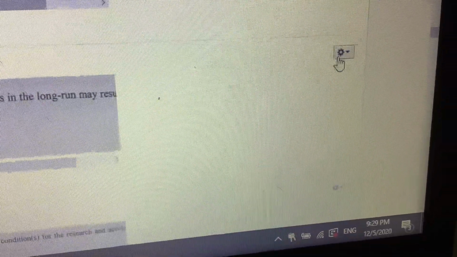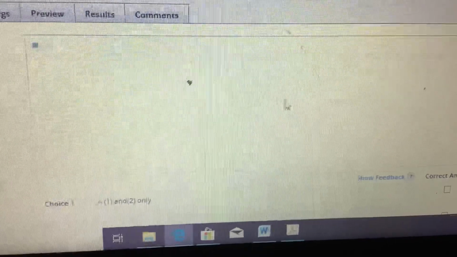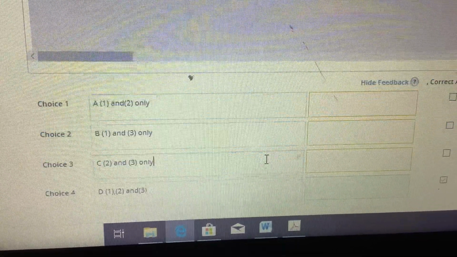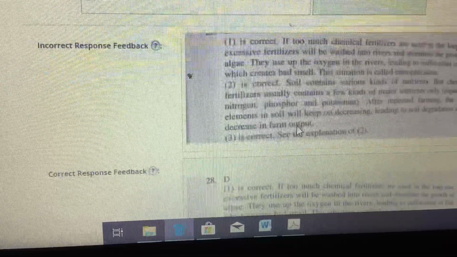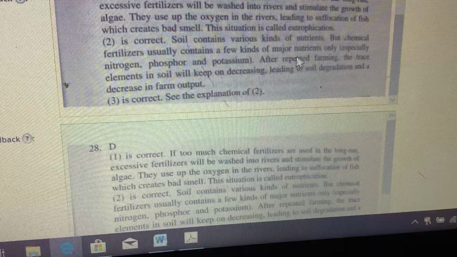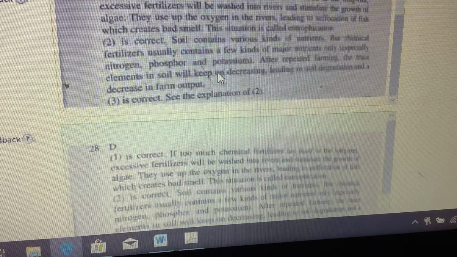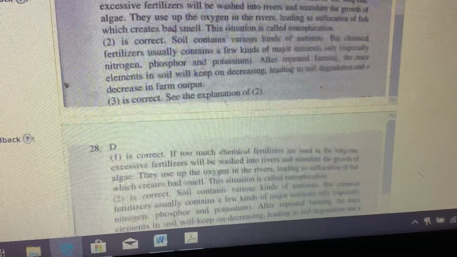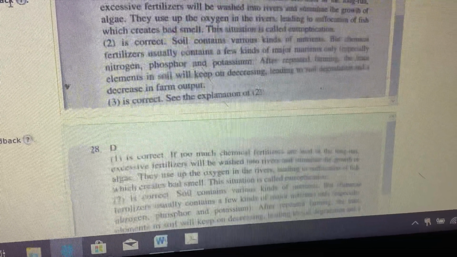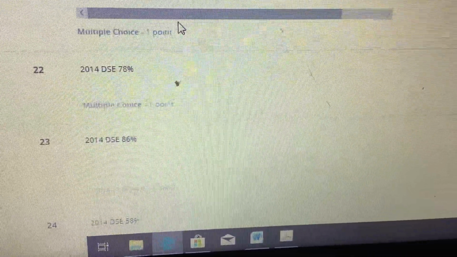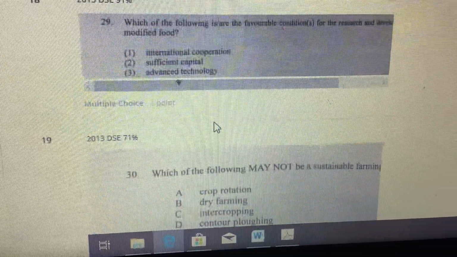Let's check out the answer. 1, 2, 3 or 1, 2? 1, 2, 3, because it will also cause degradation if we are going to keep putting specific things in there. In general, if something is too much or too few in the soil, we can also regard this one as soil degradation because the general quality of the soil is not good.